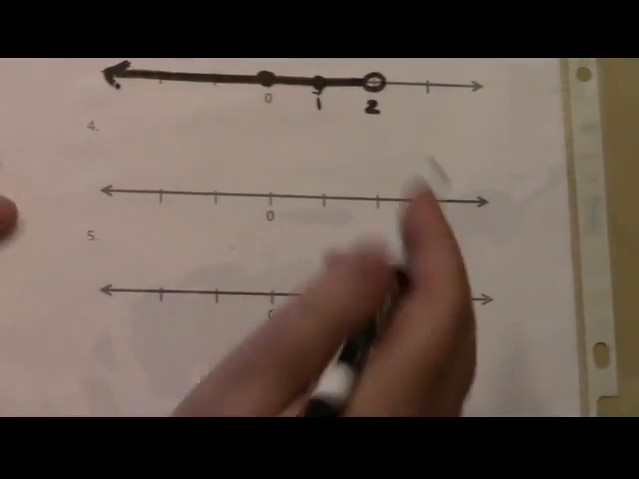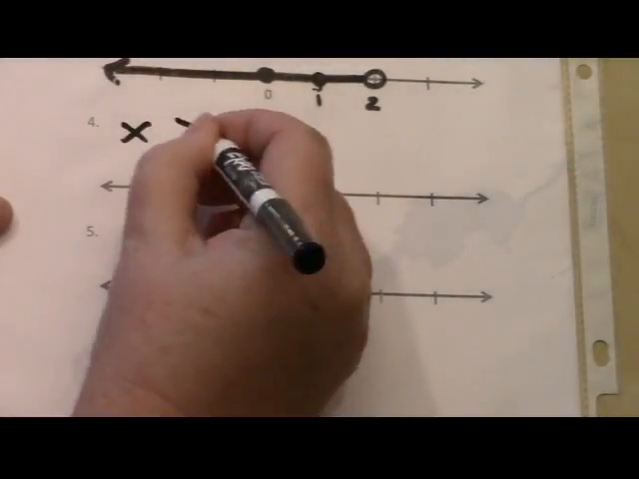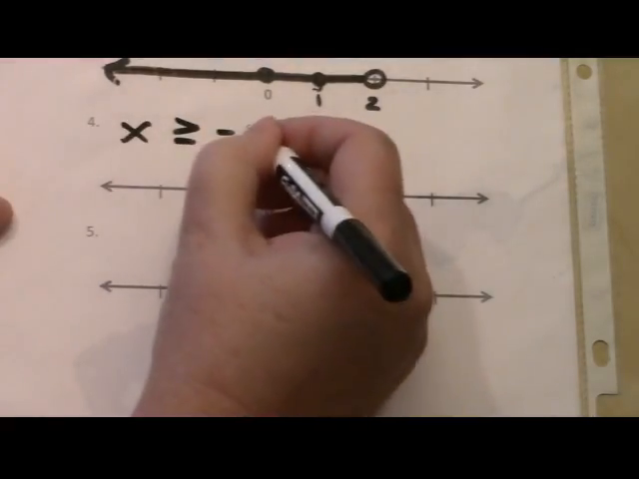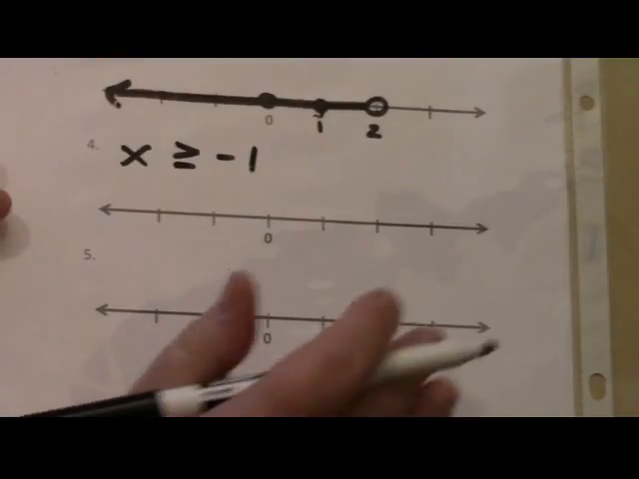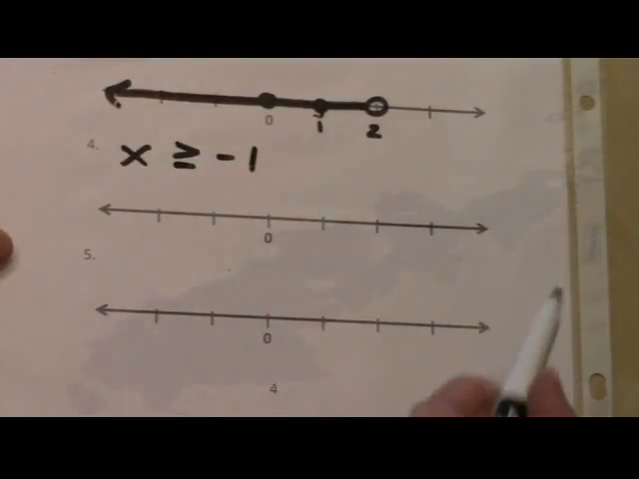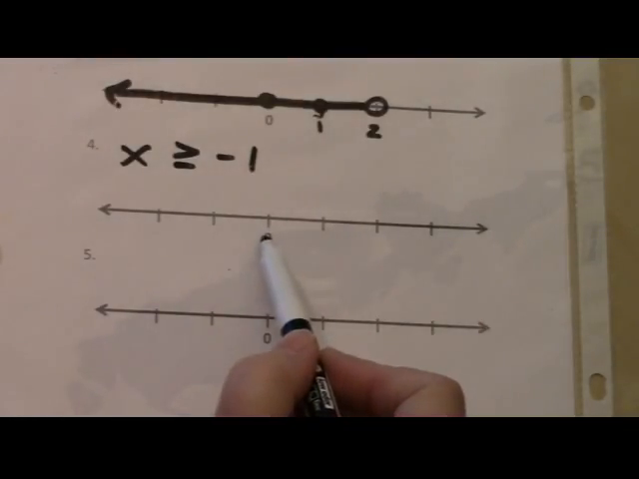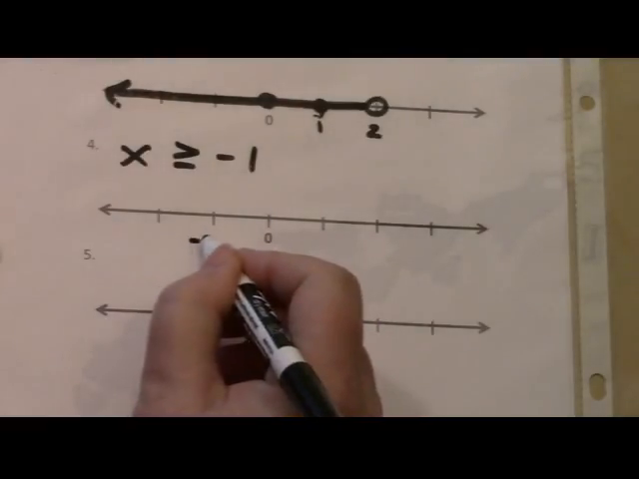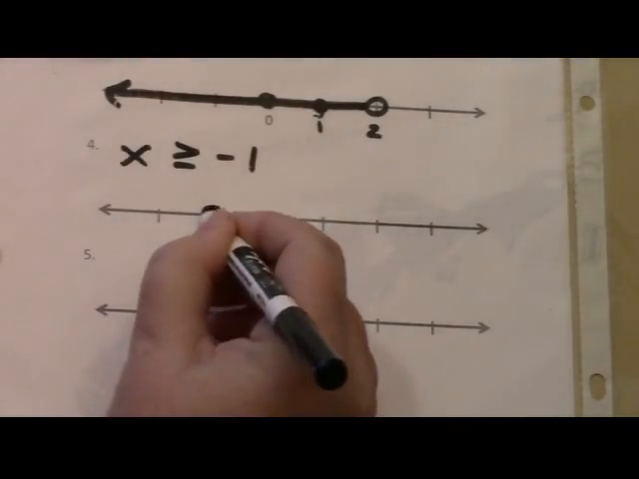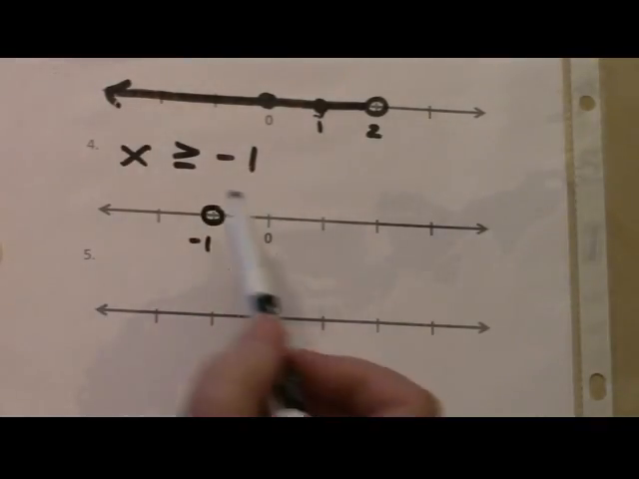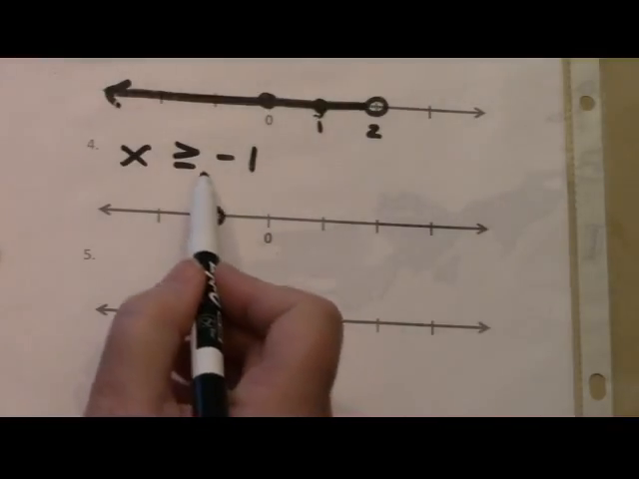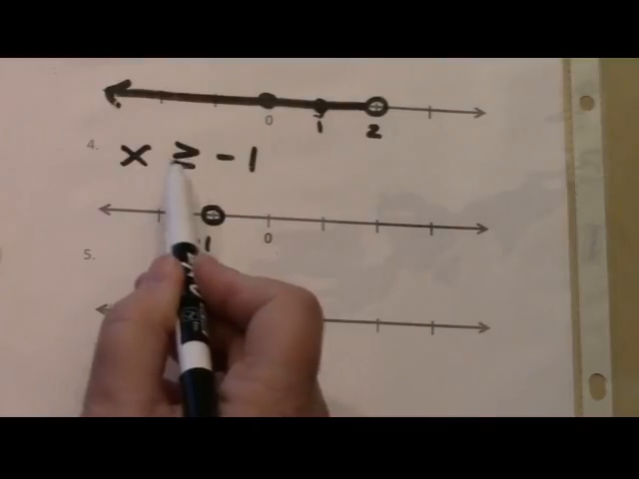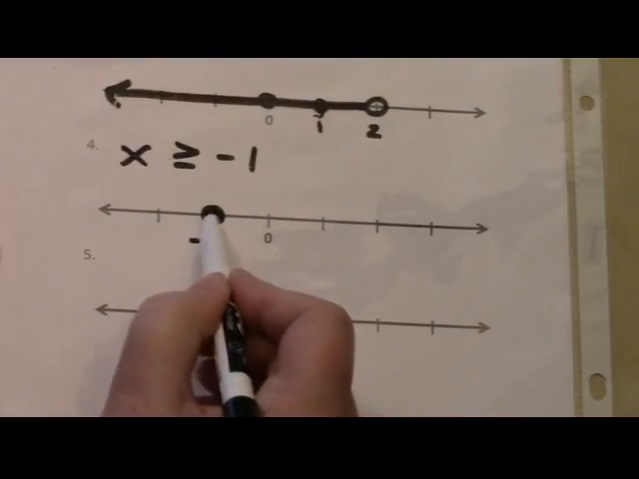Okay, let's try another one. How about x is greater than or equal to -1? Okay, let's first find where -1 is on the number line. If this is 0, -1 is to the left. So let's find that by putting a circle there. Now let's determine, am I going to keep it open or am I going to fill it in? It has the equal sign here. That means I'm going to fill it in.